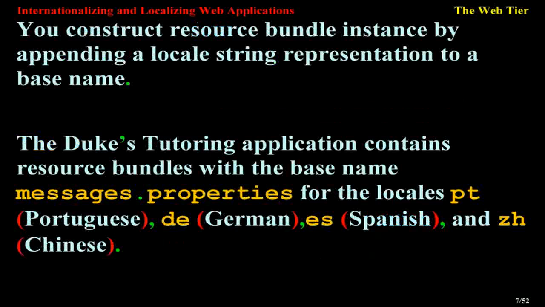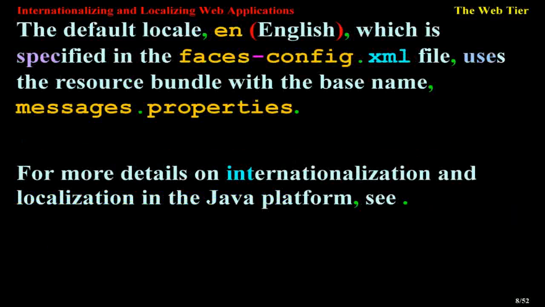The Duke's Tutoring application contains resource bundles with the base name messages.properties for the locales pt Portuguese, de German, es Spanish, and zh Chinese. The default locale, en English, which is specified in the faces-config.xml file, uses the resource bundle with the base name messages.properties. For more details on internationalization and localization in the Java platform, see.